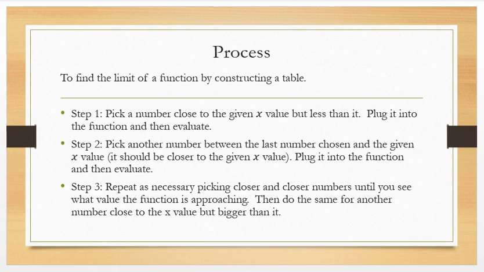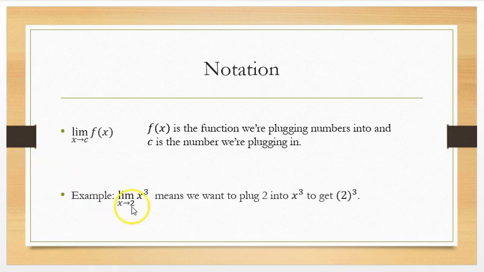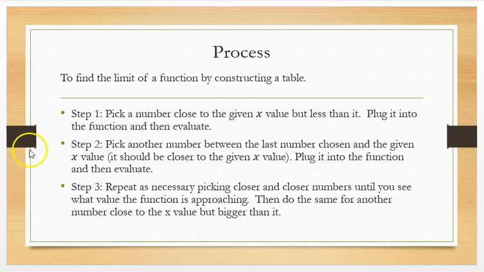So the process takes a lot of words to describe what I'm doing, but once you've gone through a few examples, it's honestly not that hard to remember the idea here. So if you're going to evaluate a limit by constructing a table, the first thing you should do is pick a number very close to the given x value, and then I'm saying start with a number that's less than the x number. So on that last slide, I would pick a number really close to 2, but less than it, like 1.9. So you would plug that into the function and evaluate it. So you would find 1.9 cubed and you would get a decimal answer for it. Be very exact with these decimals.